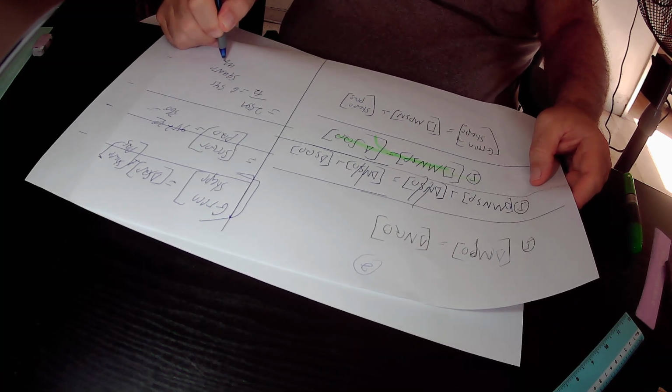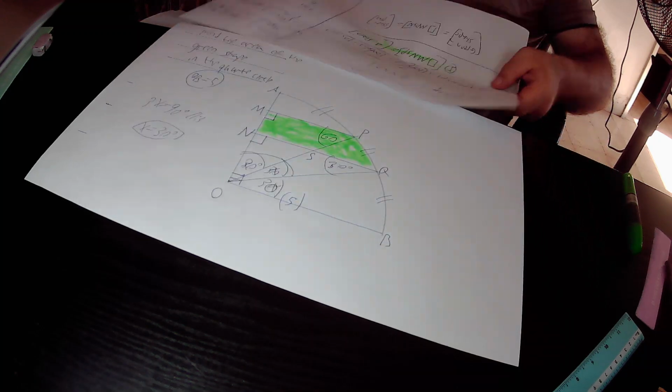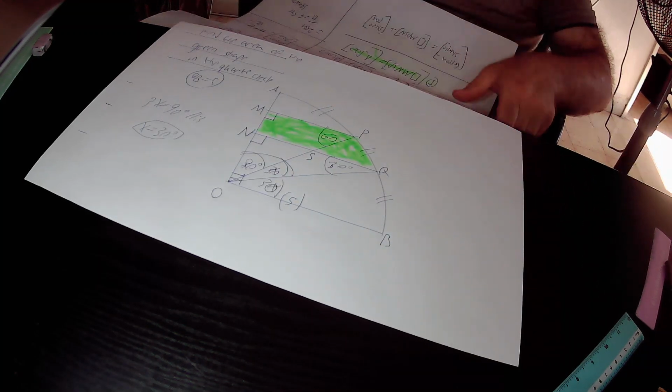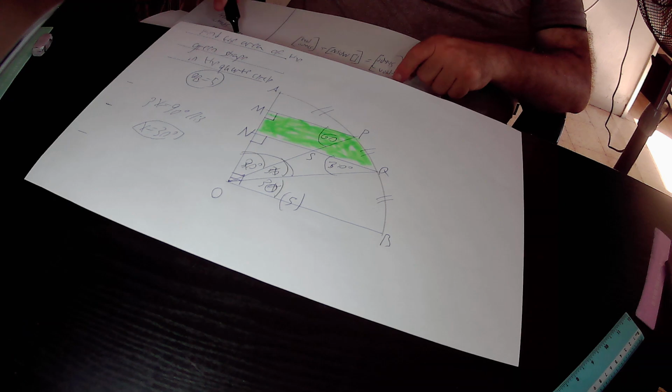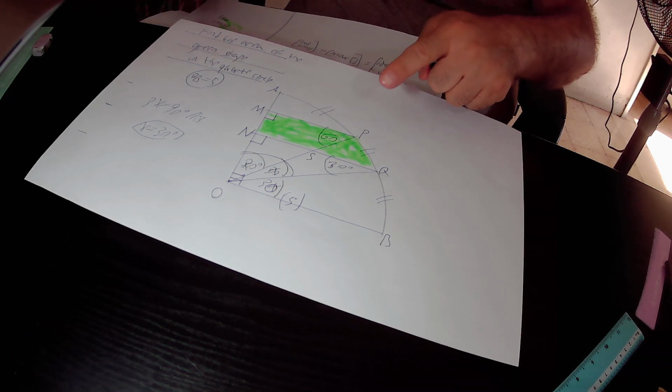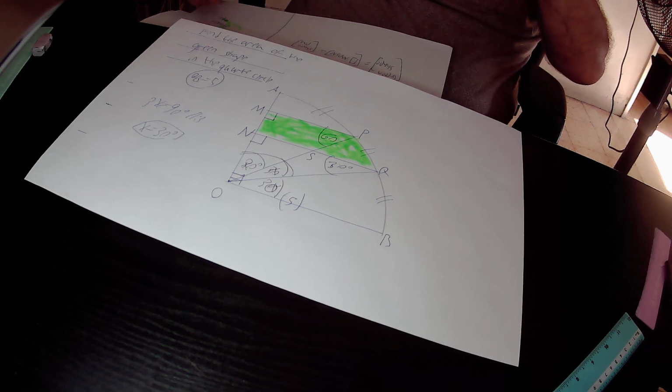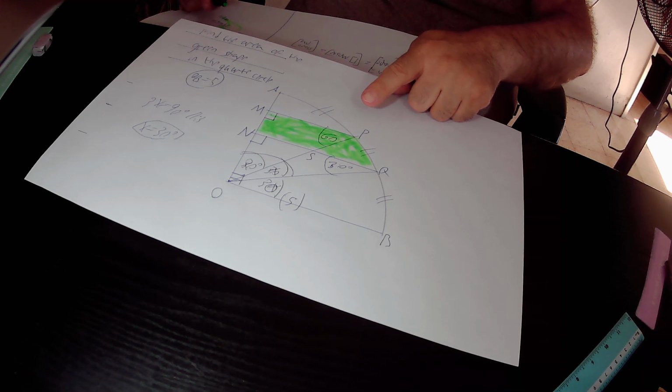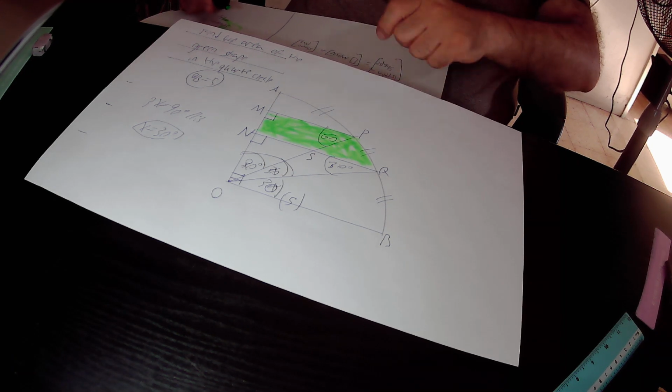Repeat again, we find that the area of this green shape is equal to either 25 pi over 12 square units, or in terms of numbers, the area of this green shape equals 6.545 square units.